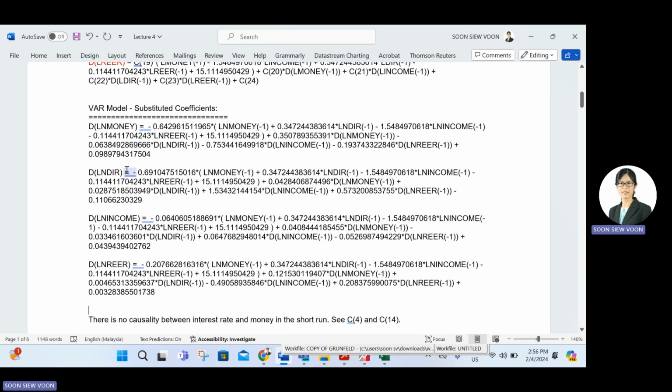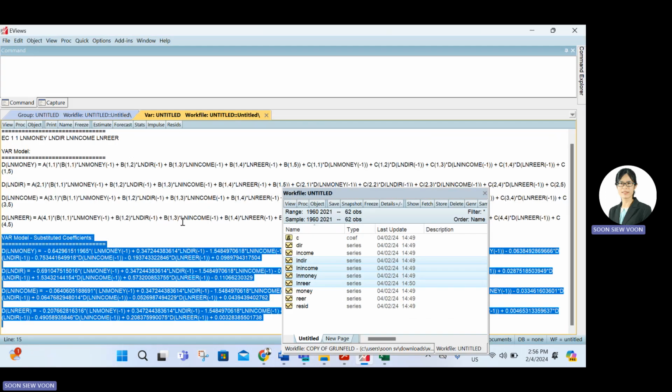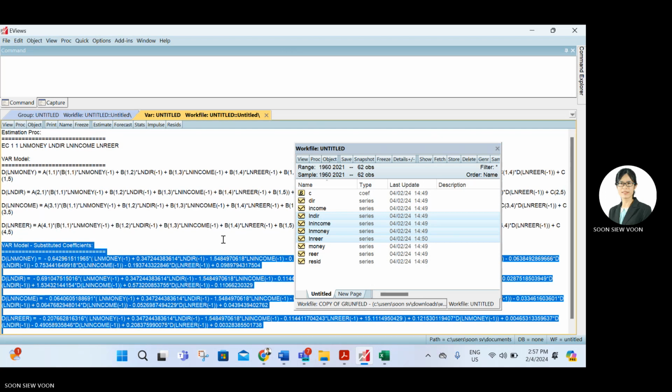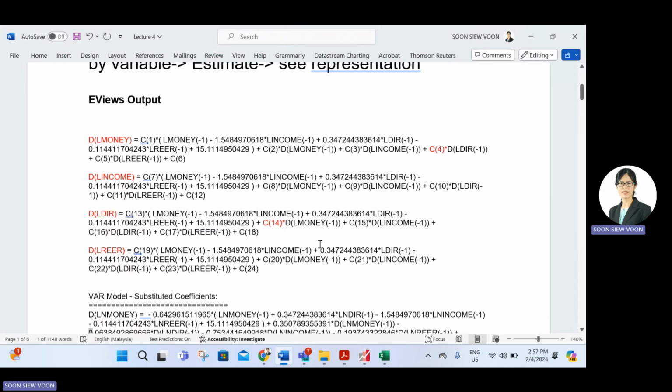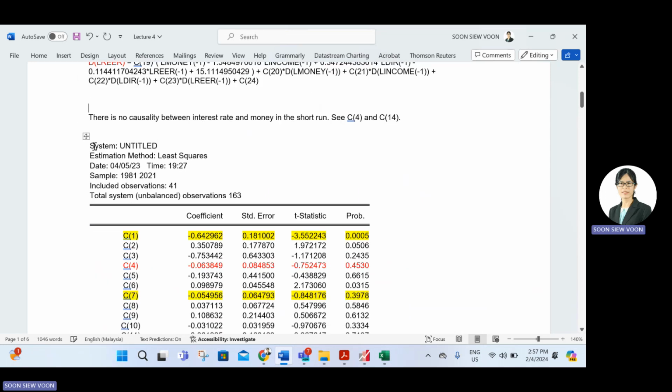In the first equation, I would like to test the interest rate, which is the... oh, this is quite different, I can't compare. Let me see. Yeah, I think I missed one step. That's why I cannot see the thing clearly.